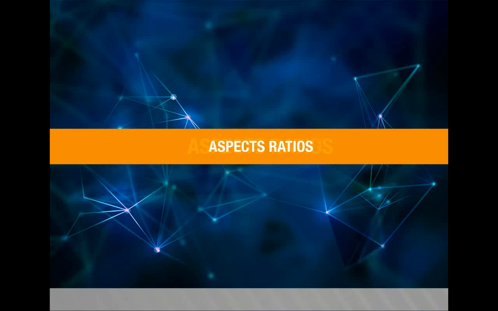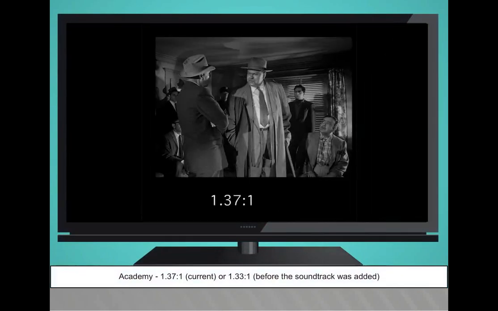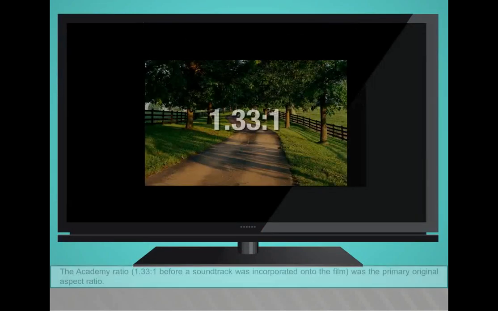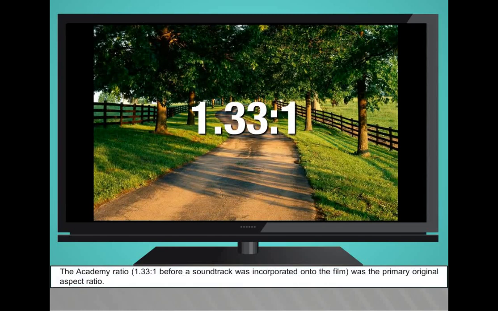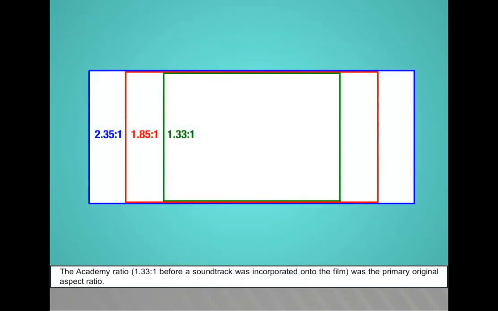Introduction to aspect ratios. In this video, we are going to see about aspect ratios. Academy, 1.37:1, or 1.33:1 before the soundtrack was added. The Academy ratio of 1.33:1 before a soundtrack was incorporated onto the film was the primary original aspect ratio.